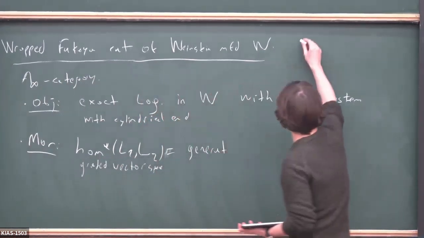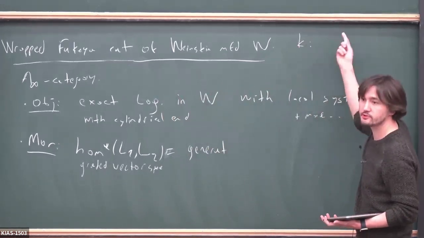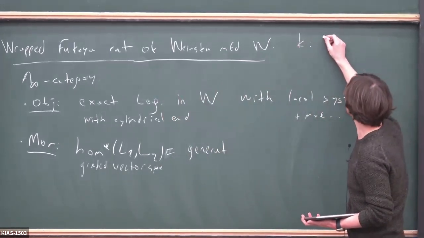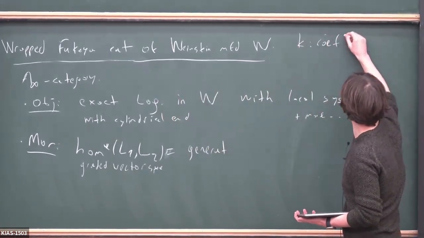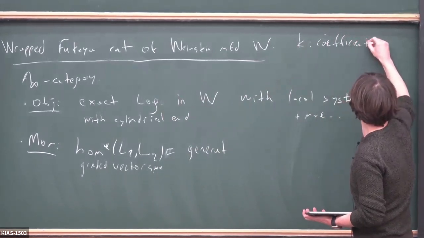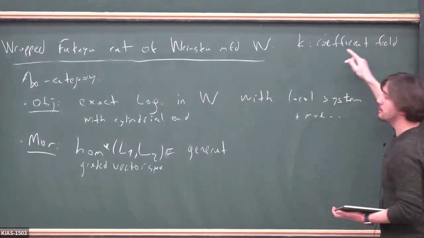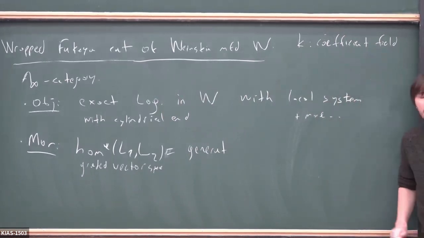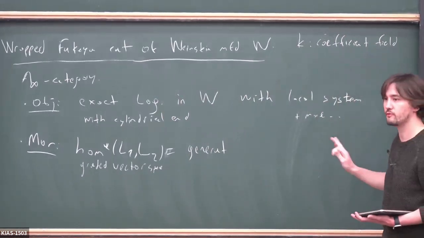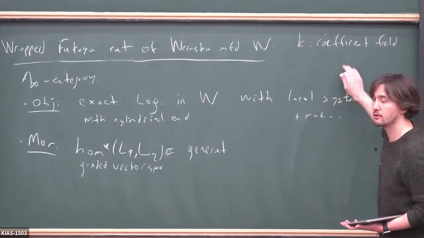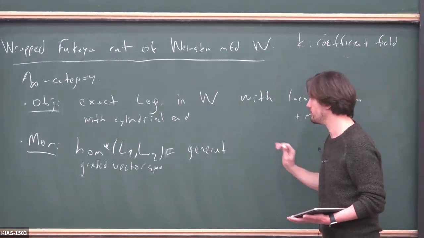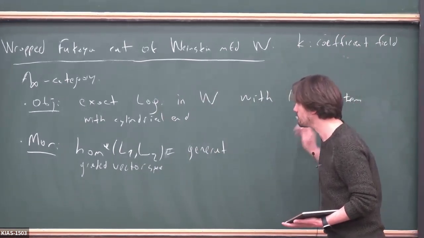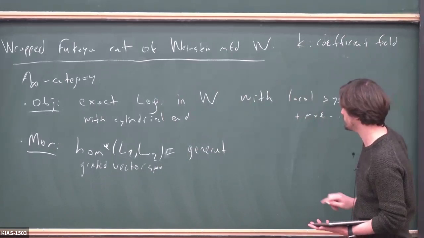Let's fix some coefficient field, so let's call it coefficient field K. But actually, I can work with a commutative ring. Just for simplicity, I'm choosing this. The results, I will say, most of them are true for a commutative ring, but for the last one, the second part, I need field coefficients.